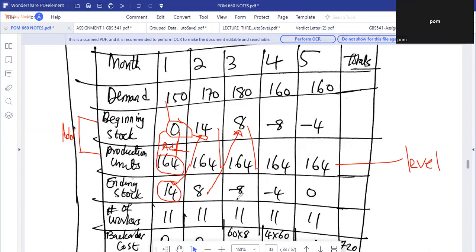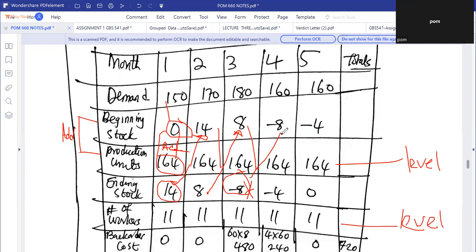So it is up to you as management now to know what you are going to do with this 8. Are you going to subcontract, or are you going to tell them not to knock off, because there are 11 workers? It's a level workforce also. We have found 11 workers from that computation. If they are under pressure and cannot manufacture 8 units, you can tell them to work overtime, or you can subcontract these 8 units, or you can just declare that you don't have stock.